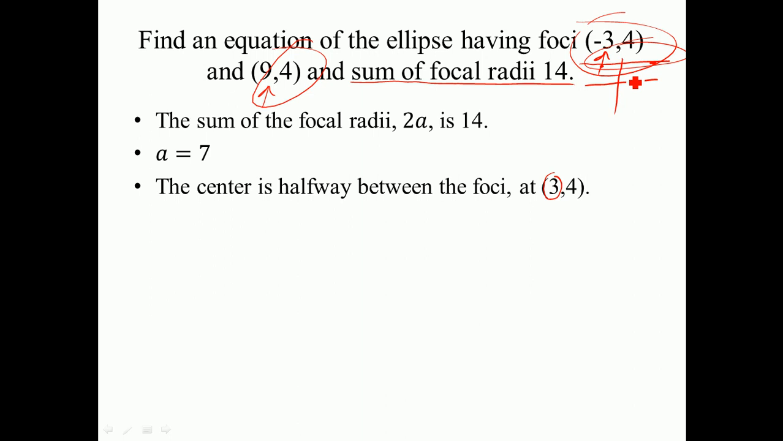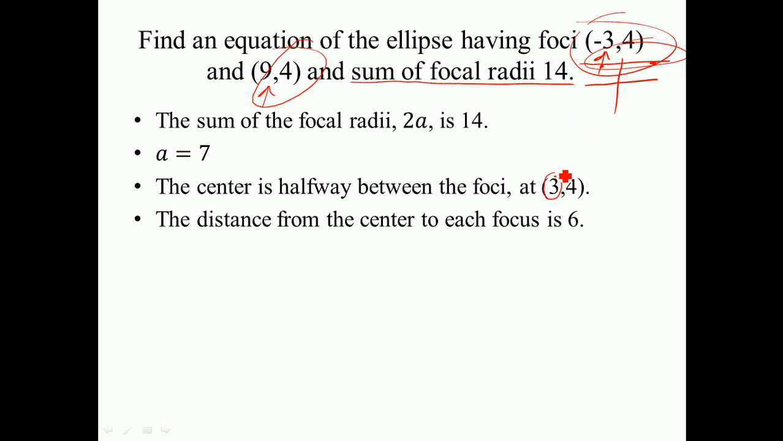Now, if we know the center, we can find out what c is, because the distance from the center to each focus, in this case, is going to be 6, right? To get from negative 3 to 3 is 6, to get from 3 to 9 is 6. So since the distance from the center to the focus is represented by the letter c, c is equal to 6. After that, we can find out what b squared is, by doing b squared equals a squared minus c squared. Since a is equal to 7 and c equals 6, 49 minus 36 is going to give us 13, which is b squared.